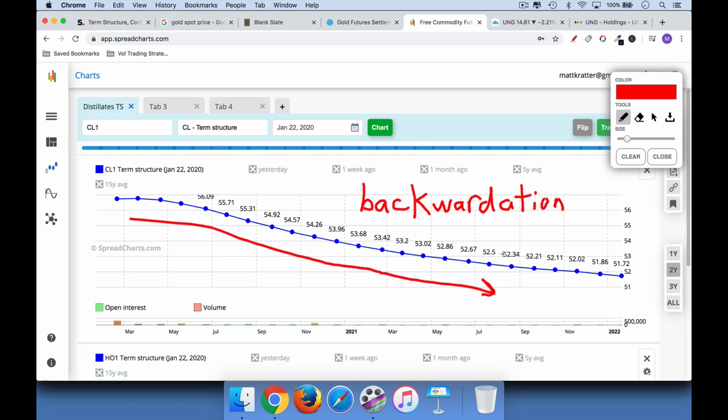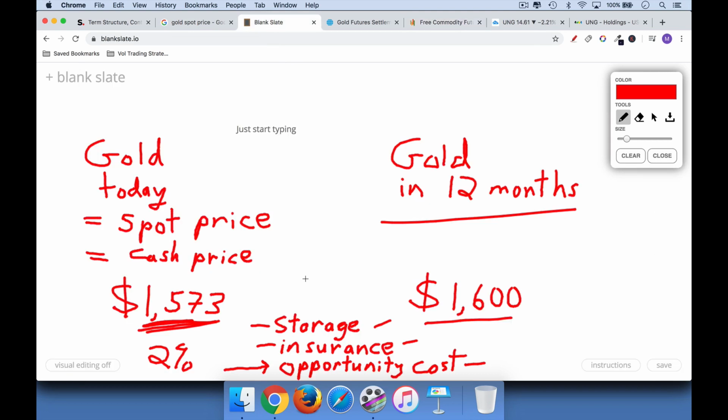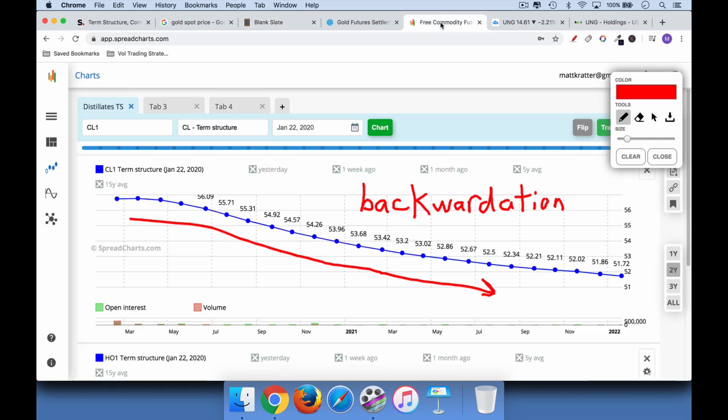Now, what is this telling us? Well, this is very strange because, as we saw with the price of gold, if you're going to hold a commodity over time, there's storage costs, there's insurance costs, there's the opportunity cost. And so normally you would expect prices for a commodity like gold or crude oil to be higher in the future. So this is unusual when a market goes into backwardation, especially a physical commodity market. It doesn't happen all the time, but let's think through why something like this might happen.